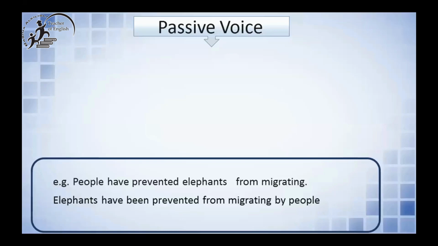Look at the first sentence, which is in the active voice. First of all, it starts with the subject. Then we have an auxiliary verb here, but we sometimes don't have this auxiliary verb. Okay? Now after the auxiliary verb, we have the main verb, which is prevented. Then we have the object.